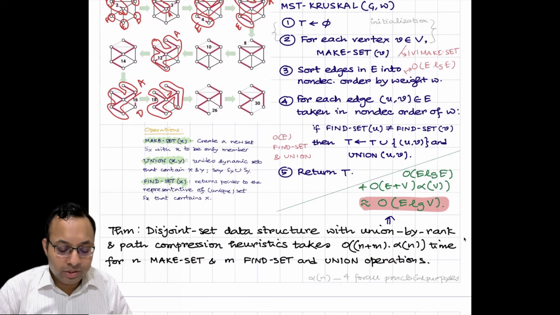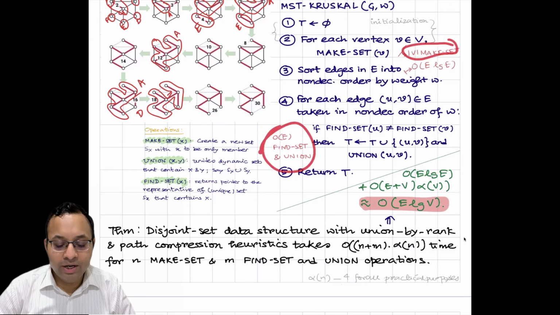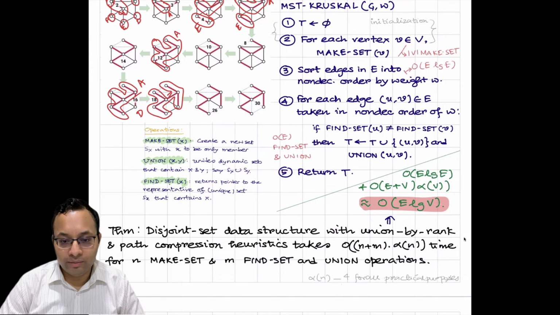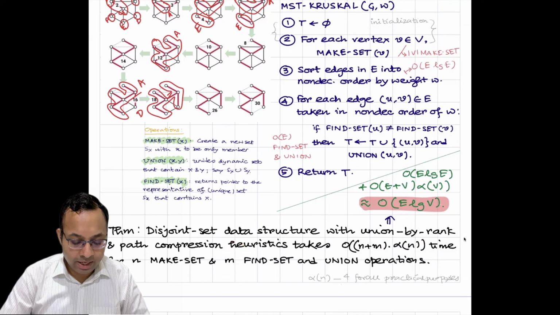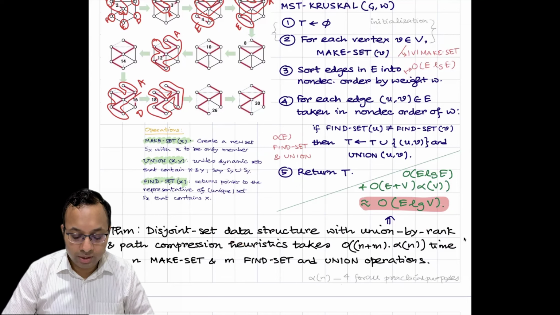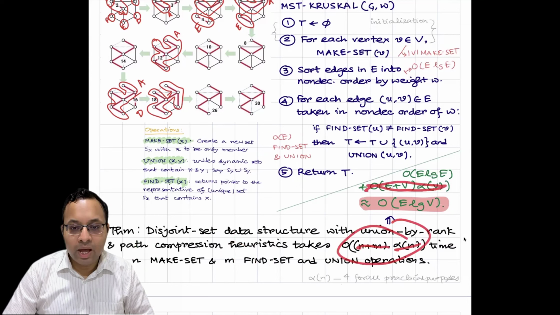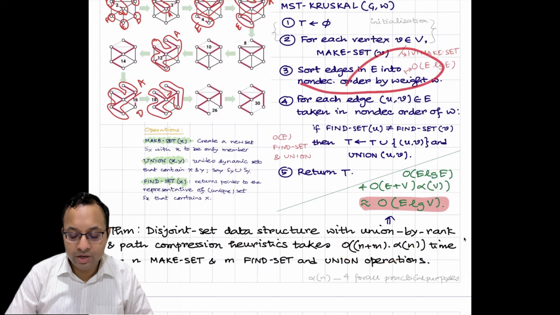So then if we use disjoint-set data structures, how many operations are we doing here? We're doing V make-set operations and order E number of find-set and union operations. So the total number of operations, which we call m, is order E, and n is V. So in total this will take order (V + E) α(V) time. That is the time. And the sorting part will take E log E time.